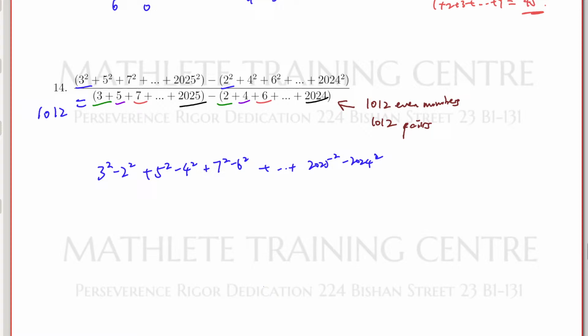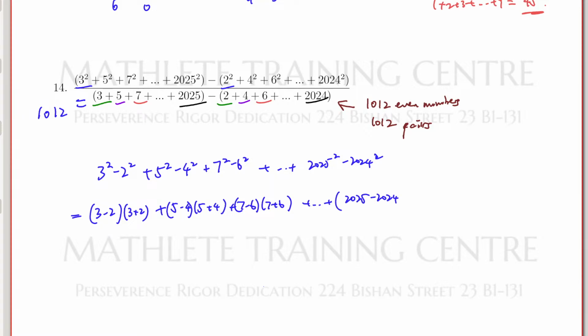Right. So then the numerator is this thing. Here I can write it as 3 minus 2 times 3 plus 2. So here we're using a squared minus b squared is a minus b times a plus b. And then we have 5 minus 4 times 5 plus 4. 7 minus 6 times 7 plus 6. All the way until the very last one where you have 2025 minus 2024 times 2025 plus 2024.